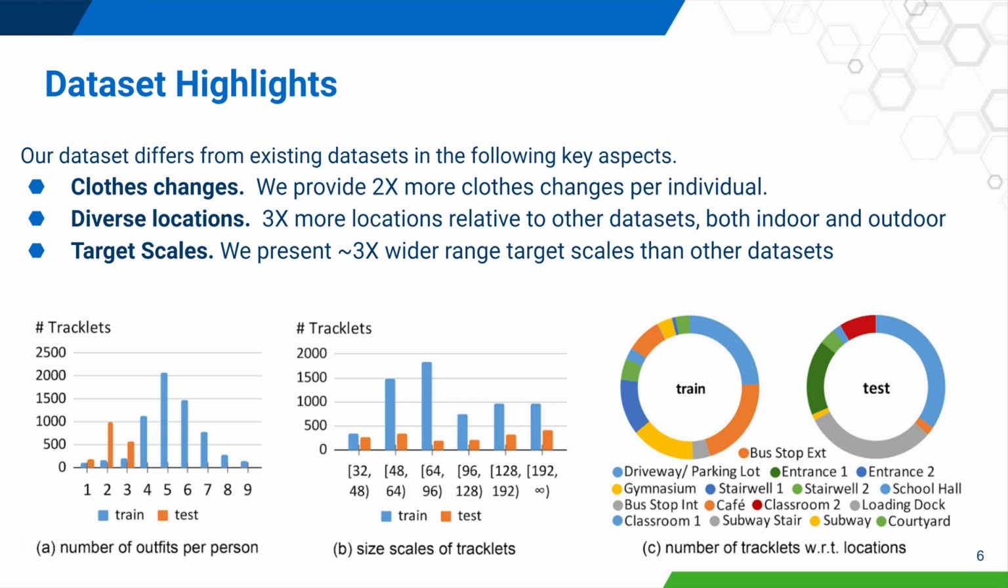Our dataset has a significantly larger variation than existing ones in terms of clothing change, where we have 2 times more changes of clothes per individual, 3 times more locations relative to other datasets, both indoor and outdoor, and we have 3 times or more wider range of target scales, that means pixels on target variations, than other datasets. You can see there the distribution of number of outfits per person, the size of the tracklets, the people in pixels, and the various different locations in our train and test sets on the right.